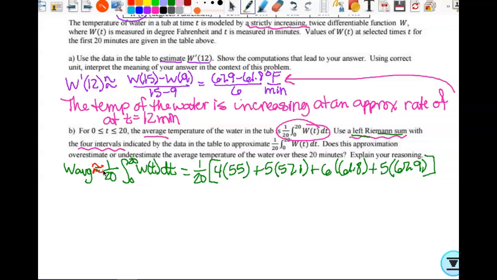All right, so then it says, does this approximation overestimate or underestimate the average temperature of the water over these 20 minutes? It's a left Riemann sum. So what do we need to know about the function? It's increasing. Is it always increasing? It's continuous? It's strictly increasing.